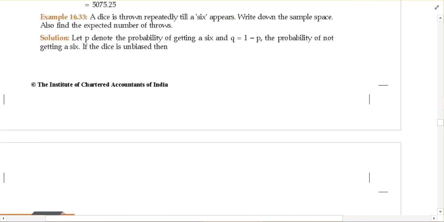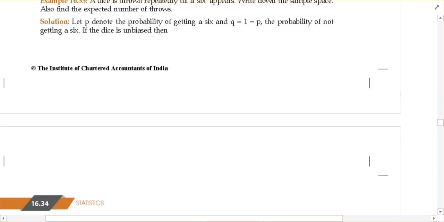Now a dice is thrown. A die, actually dice is the plural. It will be a die when it is singular, because a die means only one die, not dice. A die is thrown repeatedly till a 6 appears. Write down the sample space.